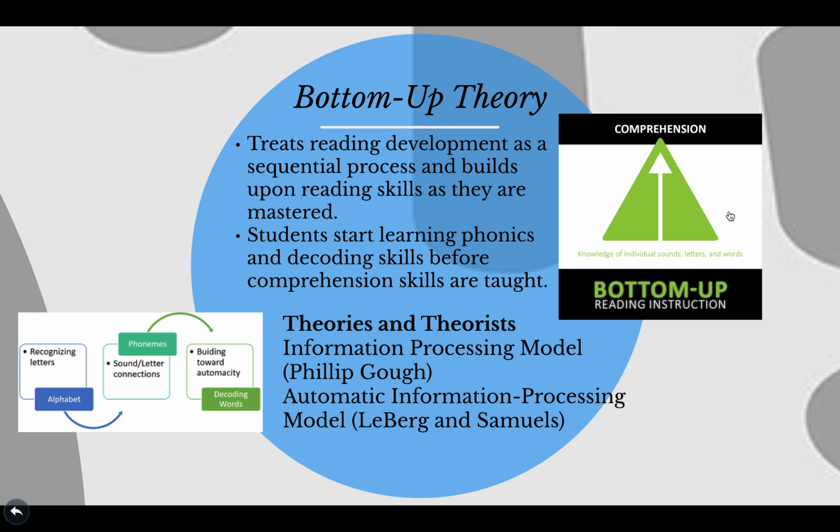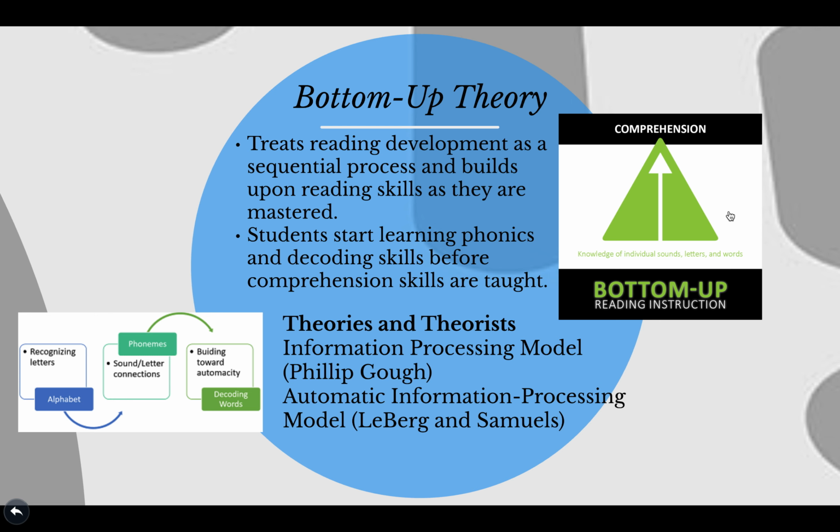Philip Gough proposed a model known as the information processing model. The information processing model is consistent with a bottom-up approach because readers begin by translating written letters into sounds and then piece them together to make words. After words can be made and decoded, the reader can then begin to comprehend what they are reading.